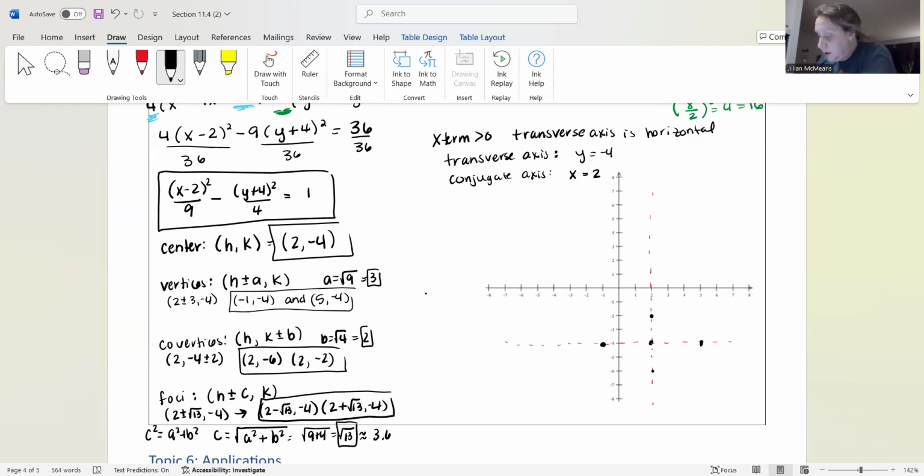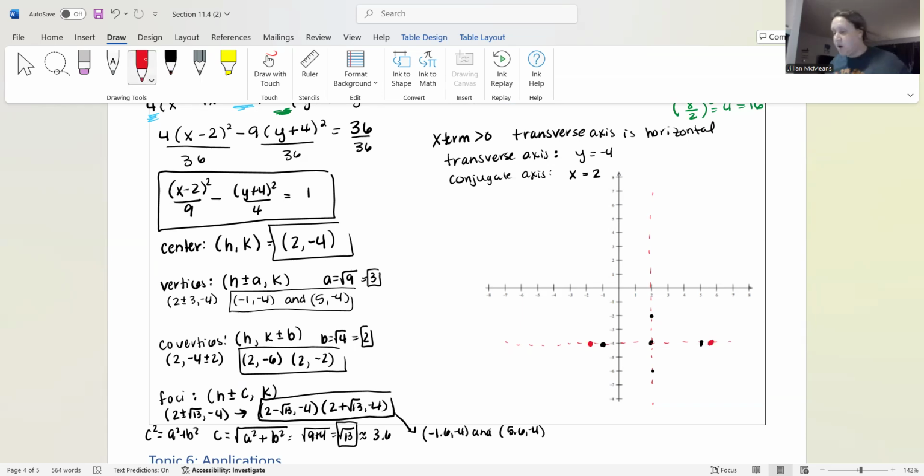So let's see here. If I wanted to do the estimated ones, we'll put those down here. We're going to get 2 minus 3.6, so 2 minus 3.6 would be negative 1.6, comma, negative 4. And then if I did 2 plus 3.6, that would be approximately 5.6, comma, negative 4. So I guess we can go ahead and plot those, and let's plot those in red just so they pop. So we go negative 1.6, comma, negative 4, maybe about there. And then 5.6, roughly there.